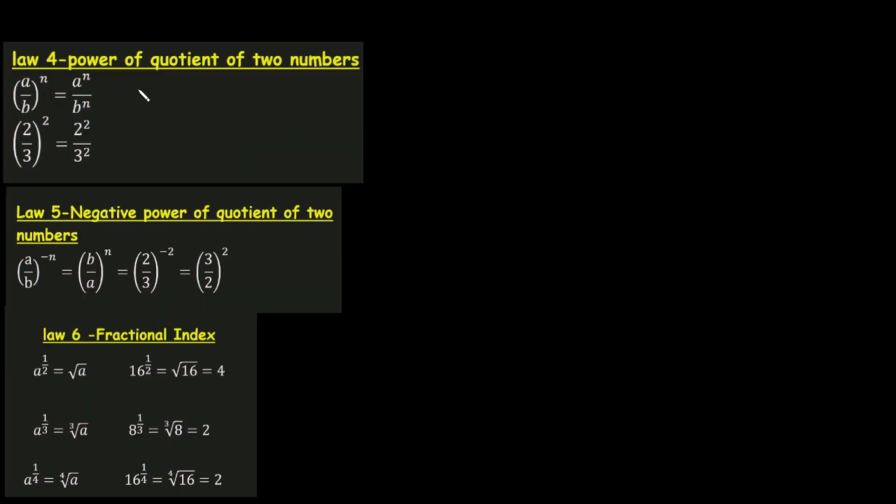Now law 4 says the power of a quotient of two numbers. So this one is similar to the second law. This one says (a over b) all raised to the power n is equal to a^n over b^n. Or let's say we have, for example, (5 over 4) all raised to the power 2.